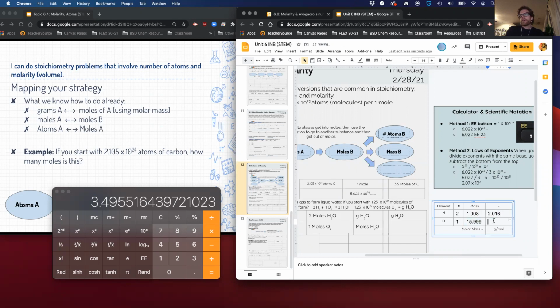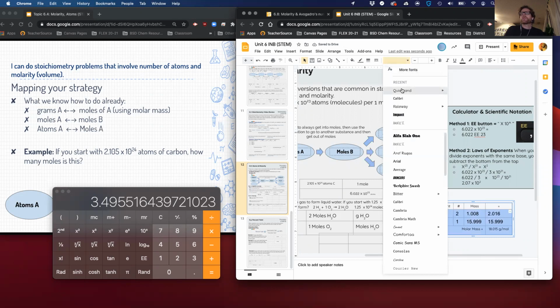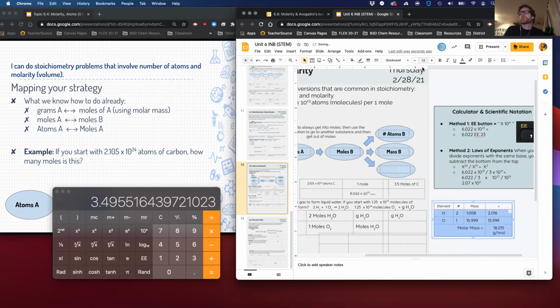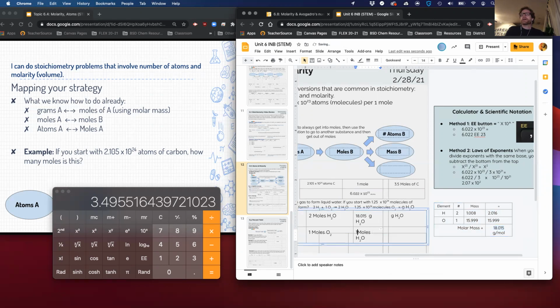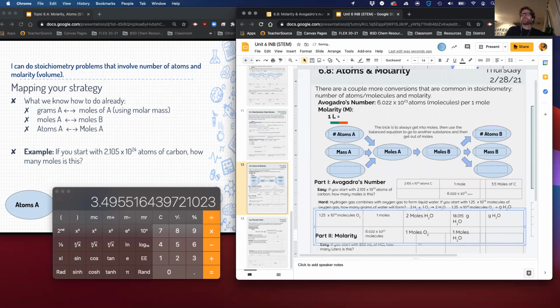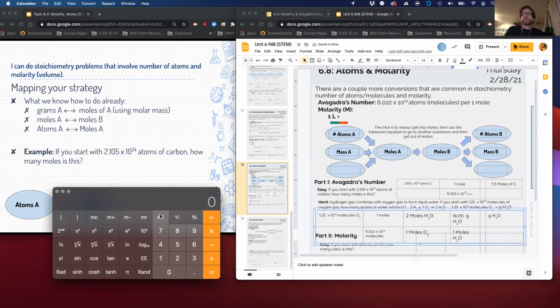2.016, 15.999, and this is 18.015 grams per mole. Cool, cool. So I can take this number right here and I can put it in right here, and I am ready to go.